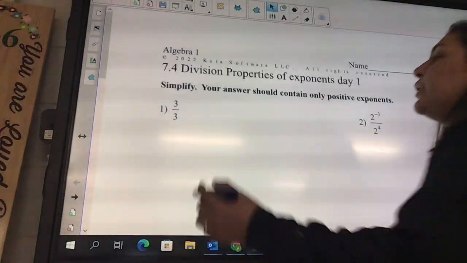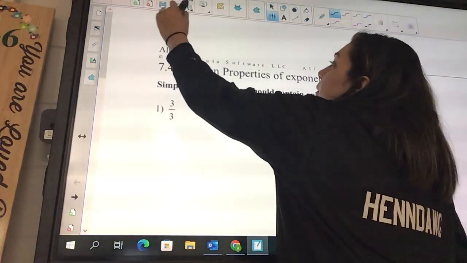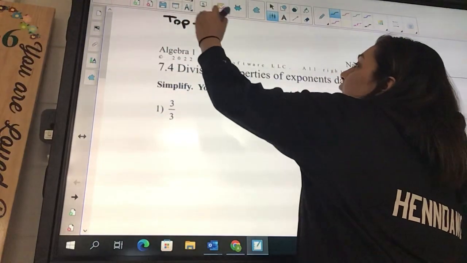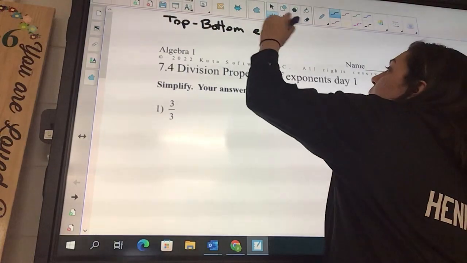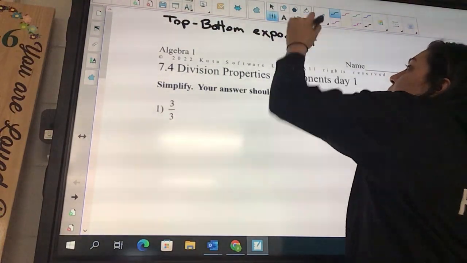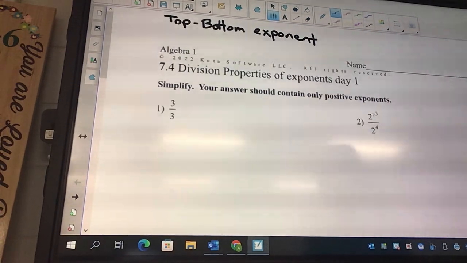Okay, so you have to subtract the top exponent minus the bottom exponent. Okay, and for the numbers, you're going to keep the base, okay? When we have numbers and letters, that's a little bit different.